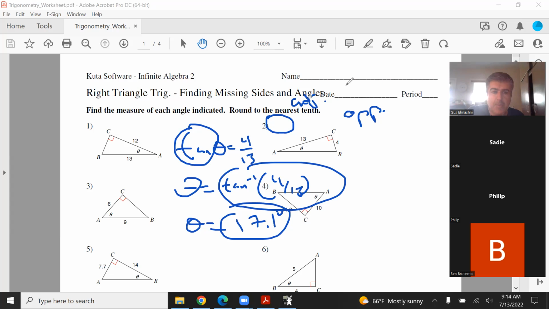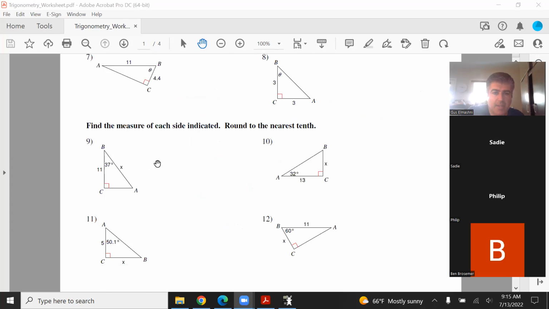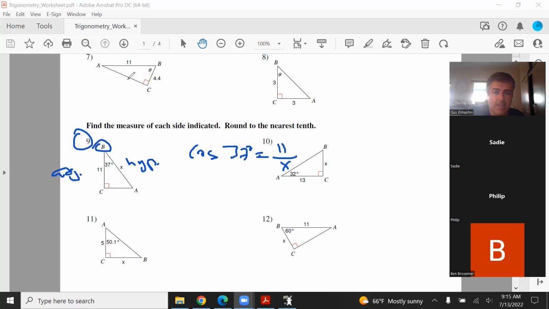So let's look at another type of problem where you have to solve for a missing side. You're given an angle, you got to solve for a missing side. Same thing. Number 9, that's angle B. That's going to be adjacent because clearly 11 is right next to the angle. And x is hypotenuse because it's opposite the right angle. So you can use cosine of 37 degrees equals adjacent, which is 11, over the hypotenuse, which is x. And again, if you need a resource, the resource is right here.